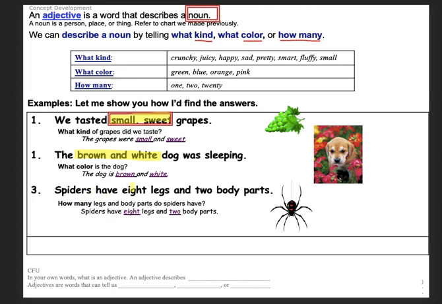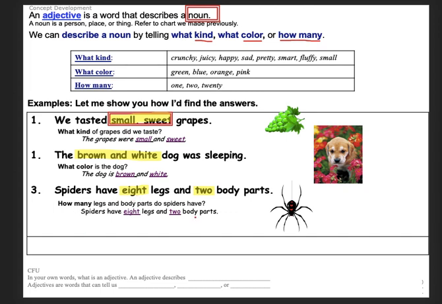Spiders have 8 legs and 2 body parts. I could potentially take out 8 and 2. This makes sense. Spiders have legs and body parts. But when you put adjectives in like 8 and 2 and brown and white and small and sweet, it makes a sentence better. Better for your ears to hear a story, better for your eyes as you're reading. It gives you more to think about, and it puts pictures in your mind.